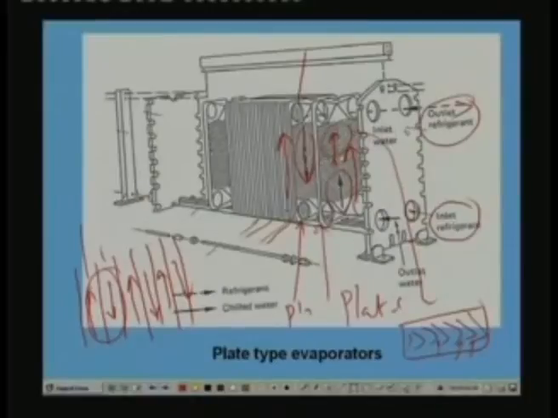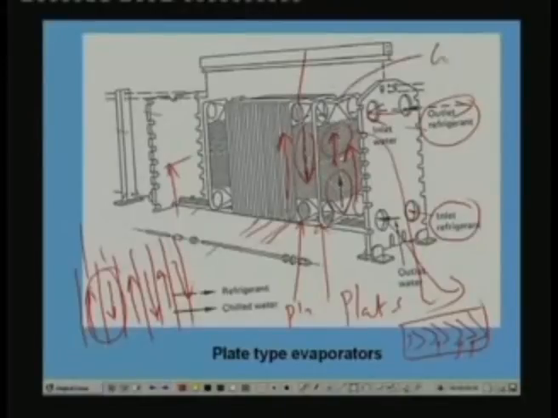Whereas water enters through this passage, again flows through the evaporator, and comes out from this passage in the end plate. The ends are closed. You have one end plate, this is one end plate and this is the other end plate, and when everything is put together, you also require a gasket to prevent leakage.